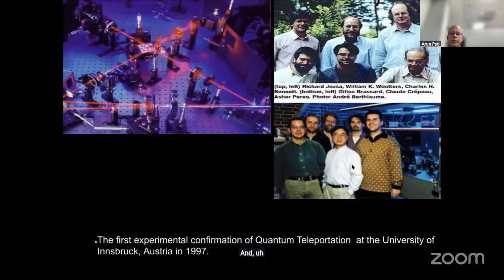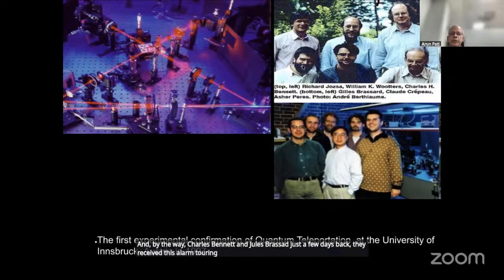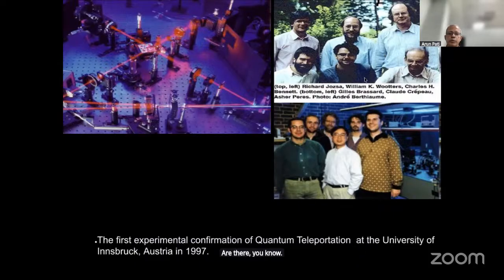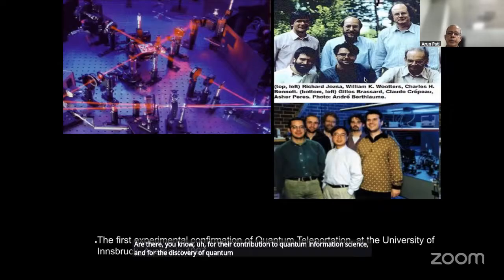in the Nobel Prize citation, this work is also mentioned. So Anton Zeilinger received the Nobel Prize for not only Bell violation but also this quantum teleportation. And by the way, Charles Bennett and Gilles Brassard, just a few days back, received the Alan Turing Award in computer science, which is the equivalent of the Nobel Prize in computer science, for their contribution to quantum information science and for the discovery of quantum cryptography, like the Bennett-Brassard protocol, the BB84 protocol, and so on.